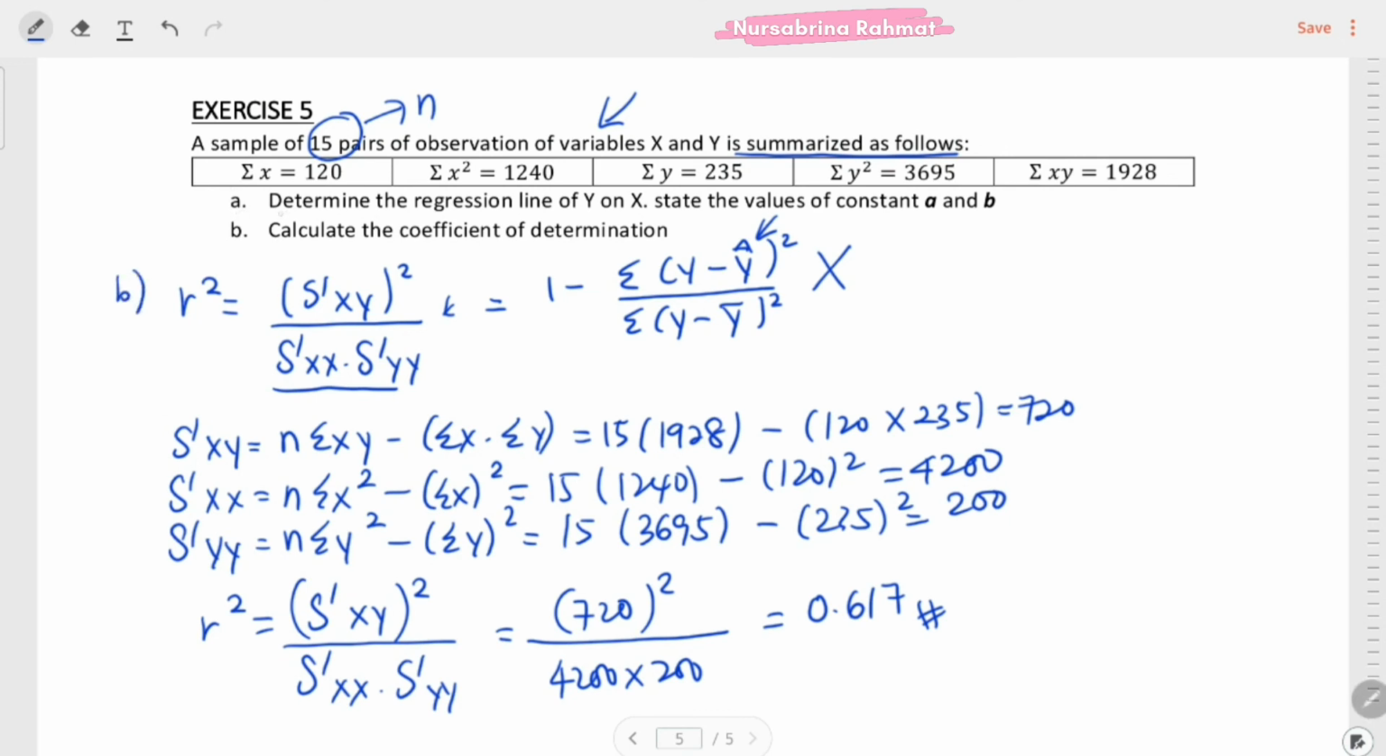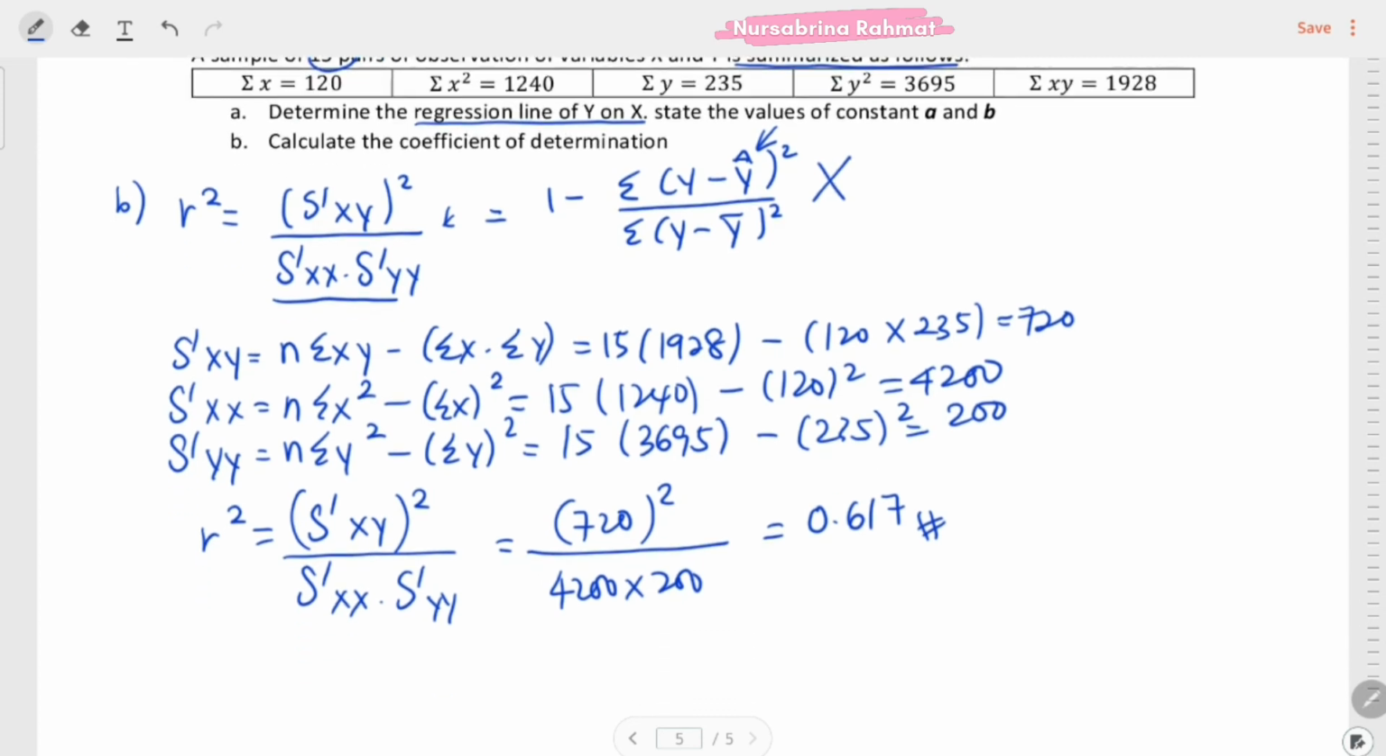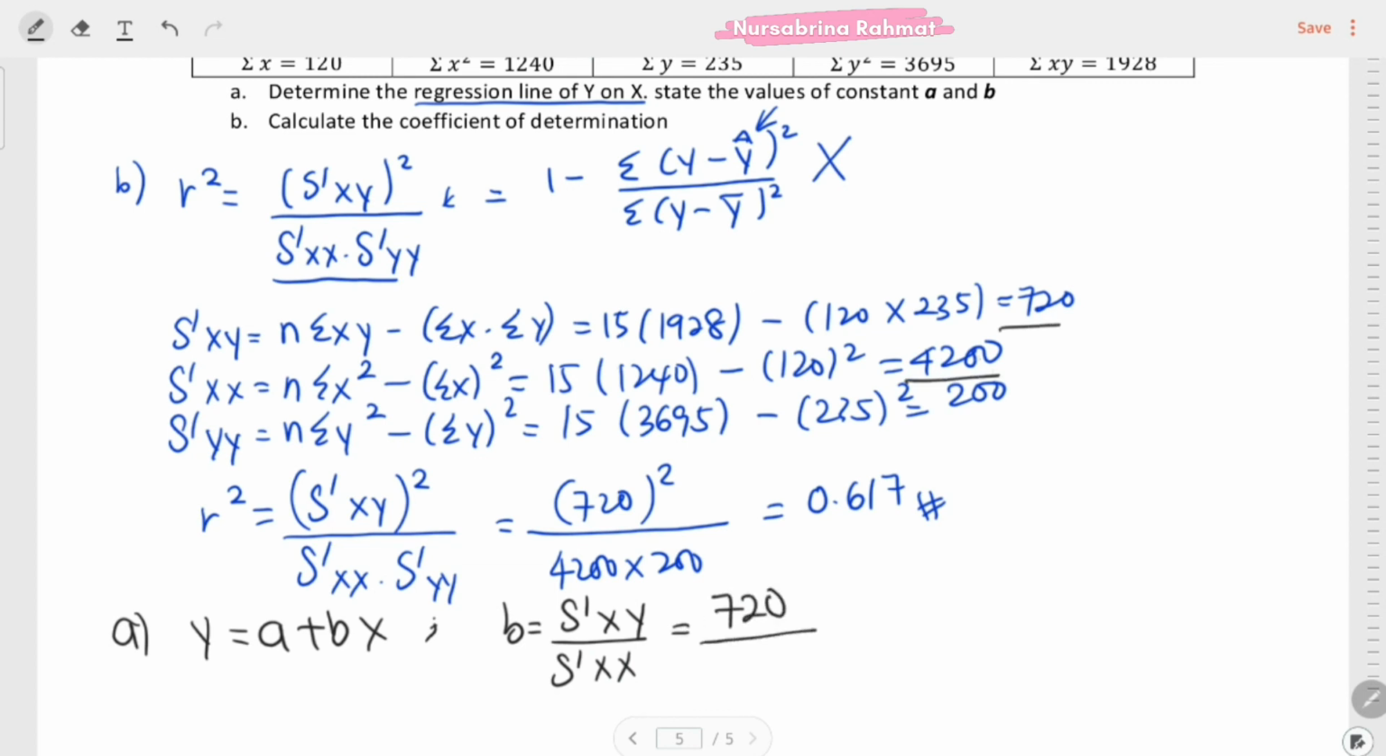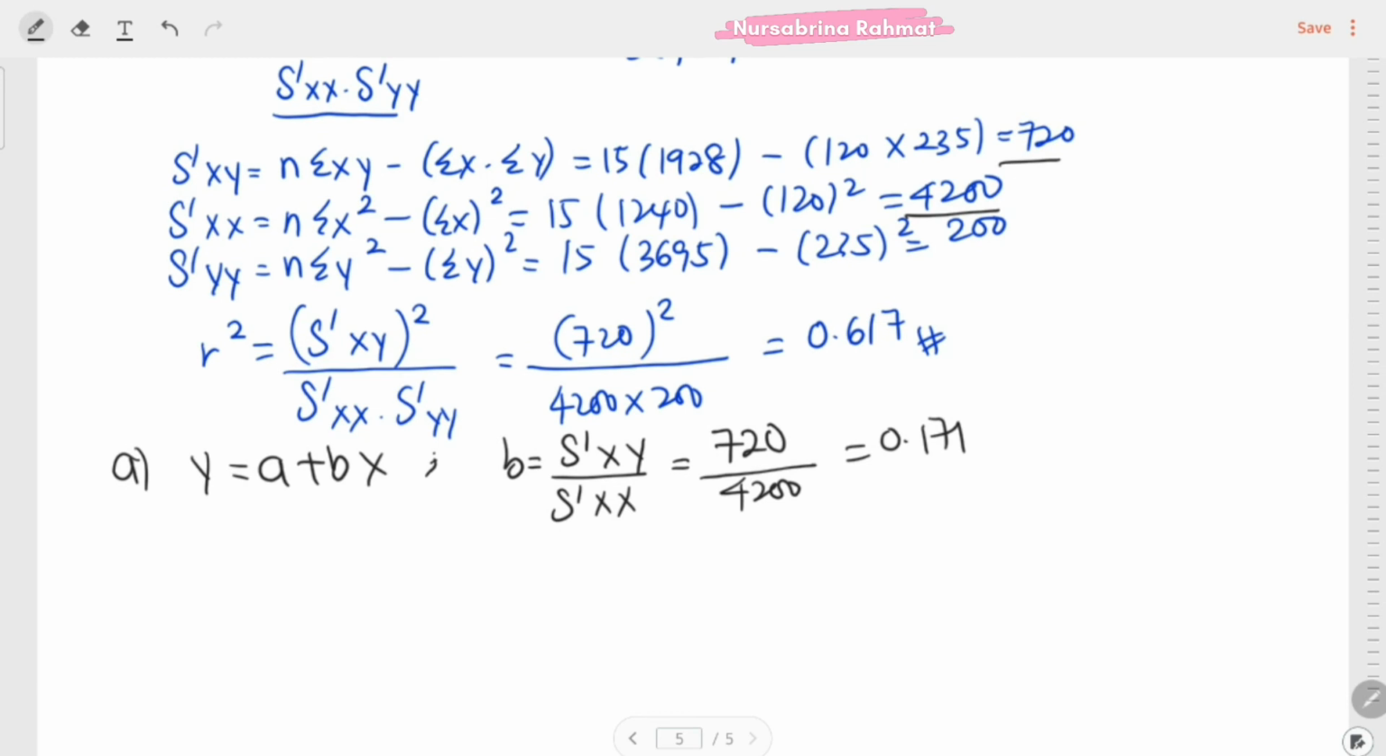Question A asks to determine the regression line of y on x. I forgot to discuss question A. The regression line of y on x means y equals a plus bx. If you still remember, b equals s prime xy over s prime xx. We already calculated s prime xy, which is 720, over s prime xx, which is 4200. It will be a positive value, which is 0.171.